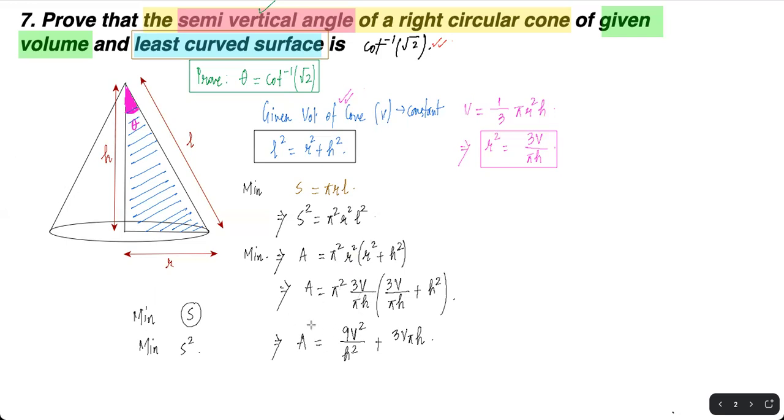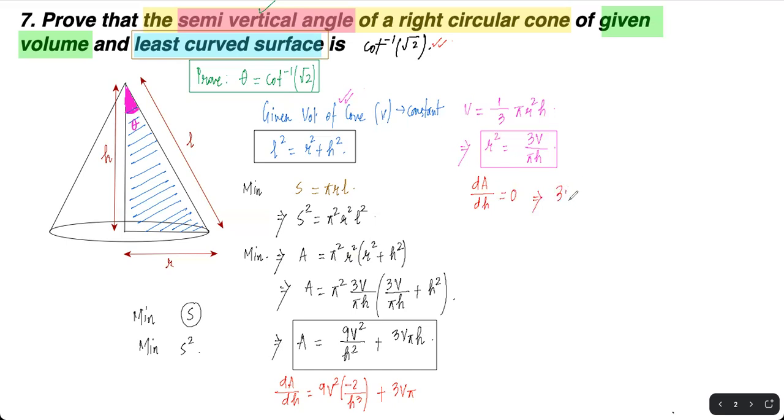Now this equation, I'm in a position to box. That is, this equation is ready and we can apply the double derivative test to this equation. So first, I'll go for the single derivative, that is dA by dh. 9v square, a constant, comes out. The derivative of h to the power -2 is -2 by h cube. And the derivative of 3v pi h is 3v pi. Next step, we have to set dA by dh equal to 0.